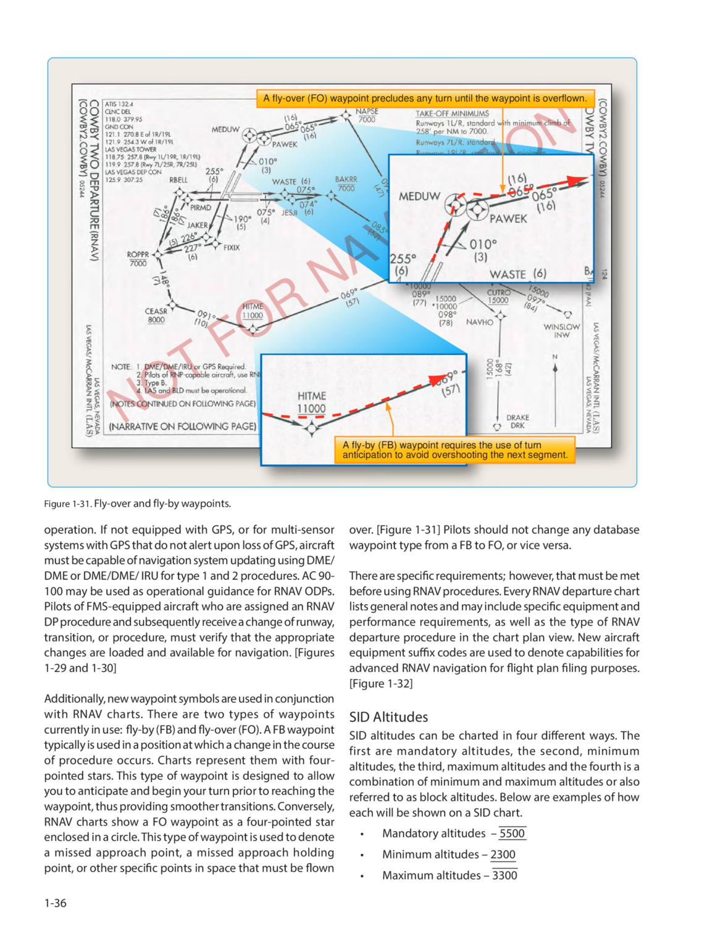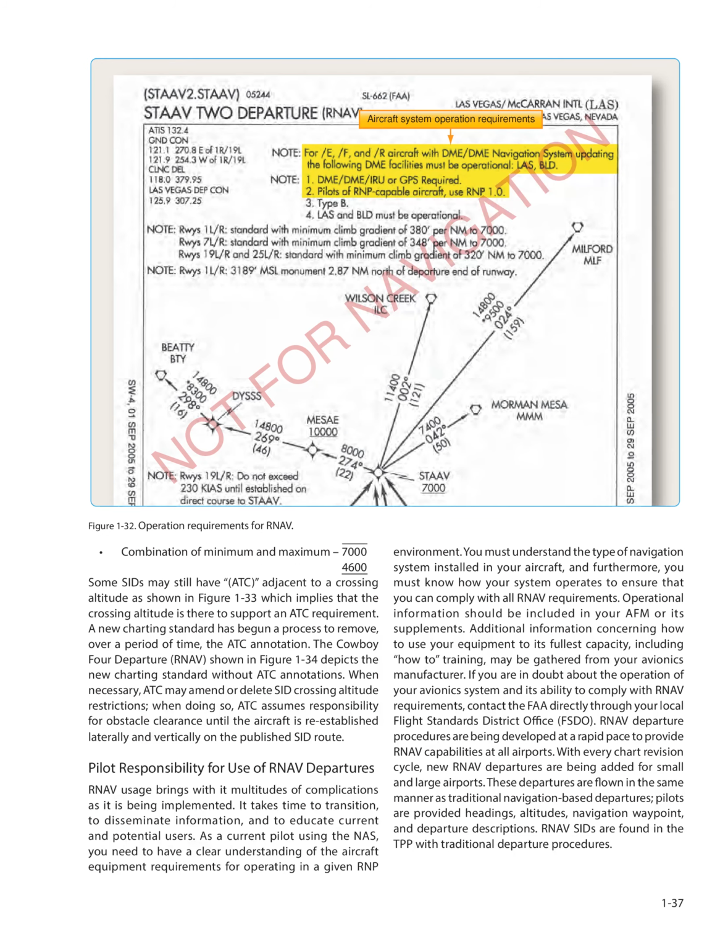Mandatory altitudes: 5,500. Minimum altitudes: 2,300. Maximum altitudes: 3,300. Combination of minimum and maximum: 7,000, 4,600. Some SIDs may still have "ATC" adjacent to a crossing altitude, as shown in figure 133, which implies that the crossing altitude is there to support an ATC requirement.